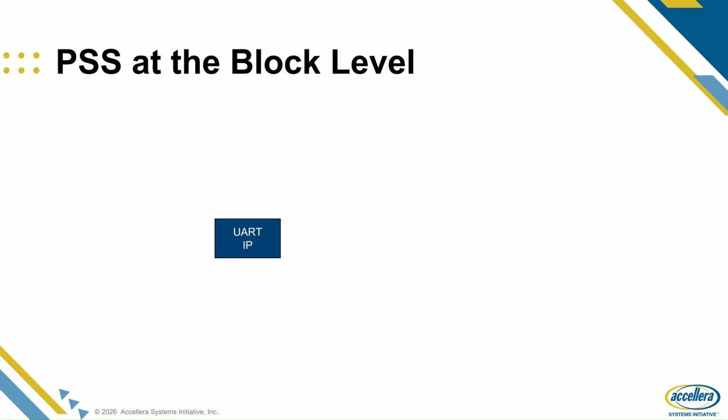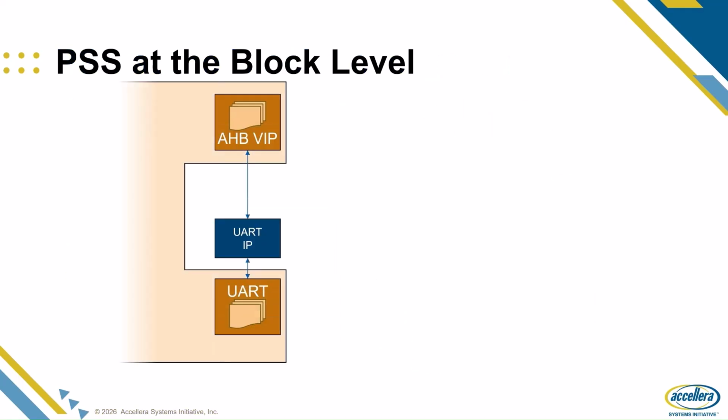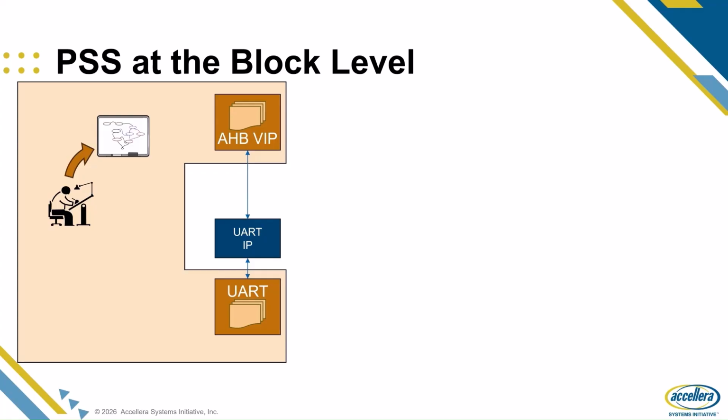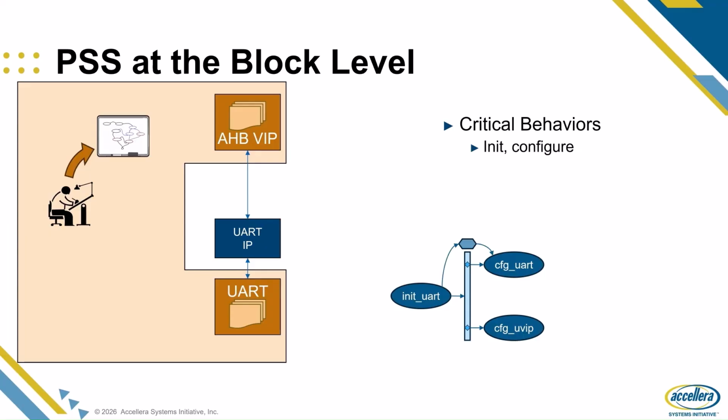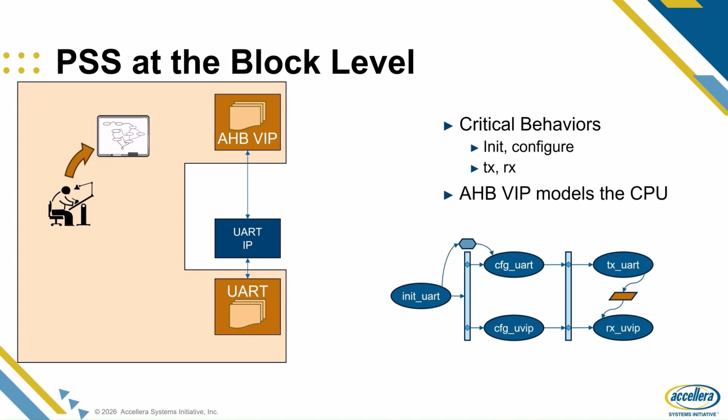So let's think about a UART. If we put together a verification environment, we might have a couple of UVM agents that are going to talk to this thing. And we want to think about how we're going to verify this as if we're drawing it on a whiteboard. So we want to think of the critical behaviors. We want to be able to initialize and configure the UART. We need to be able to transmit and receive data from it. So in this case, the AHB VIP is going to model the CPU part of the system. It's going to do the programming of the device. And the UART VIP is going to model the outside world.